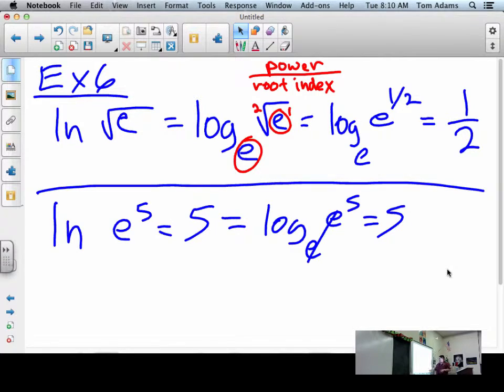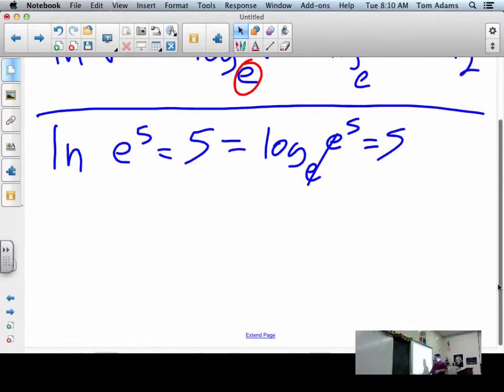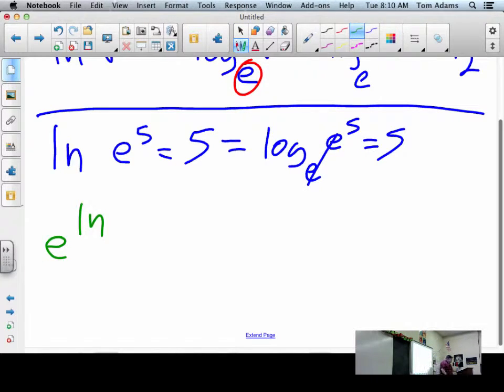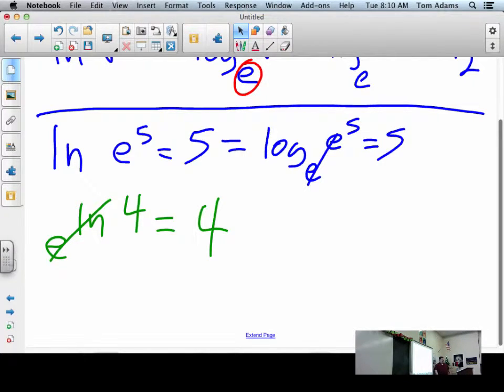Let's do one more for the fun of it. Now, I have e raised to the natural log of 4. Anybody know the answer to this without looking on their calculator? Yeah, we know it's 4, right? Because these are inverse operations, sort of, and they undo each other, so we're left with 4. Now, how do I verify that on the calculator? Plug it in, plug it in.